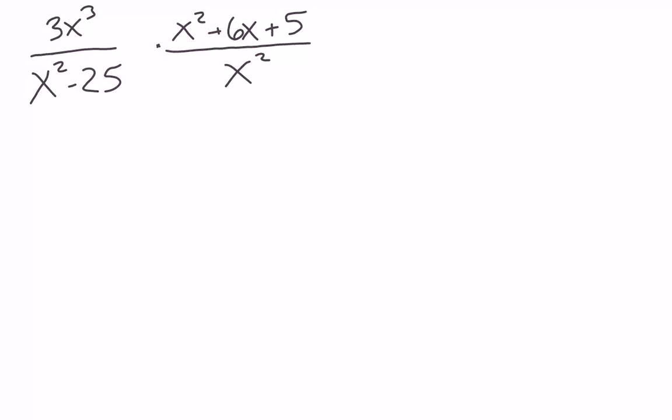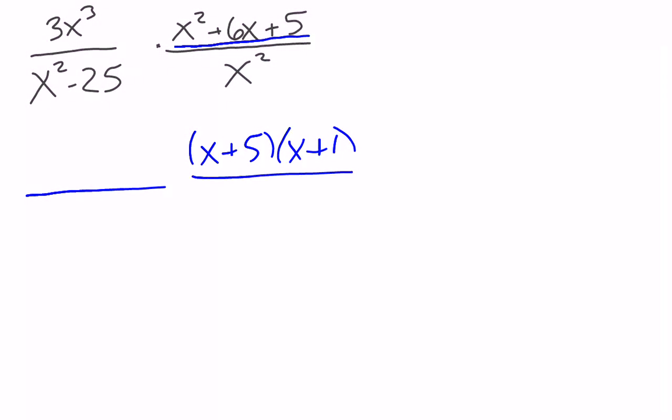Okay. Some of us on this next one were not very careful factoring the numerator of the second fraction. It's what multiplies to 5 and adds to 6. So this would be x plus 5, x plus 1. As I said before, you have to be careful when you're multiplying things with 6 and 5. Those ones can be tricky. So it matters what order you're doing.